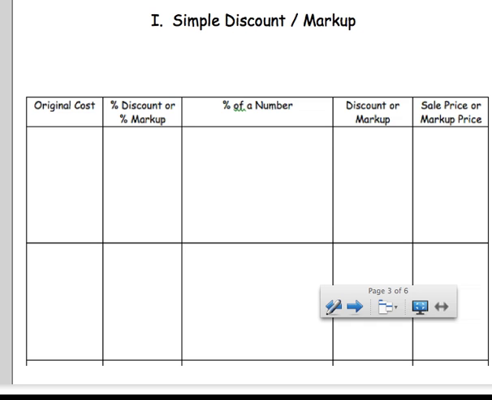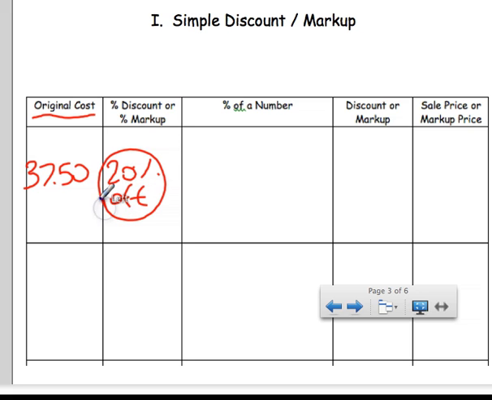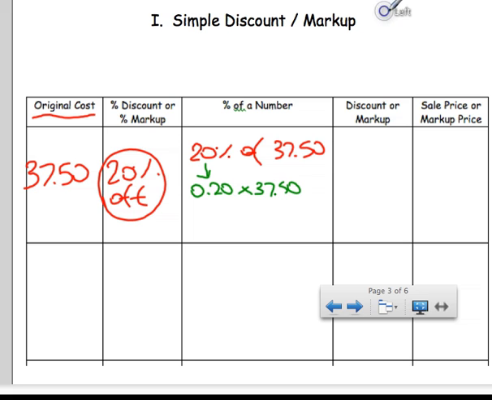So in that problem, first thing is figure out what was the original cost. It said it was $37.50. And it said that there's going to be a 20% discount, so 20% off. So the very first thing we need to figure out is how much money is 20% off? How much money is 20% of $37.50? And in order to do that, I'm going to use skills from before. I need to find 20% of $37.50. I'll convert 20% to a decimal, 0.20 times $37.50. And I'll multiply to find out what it is. I'll do that work over here.